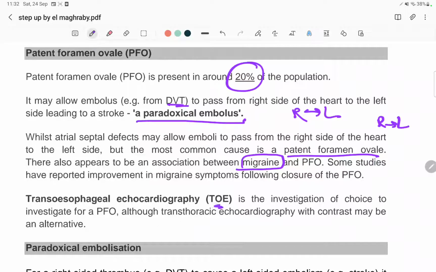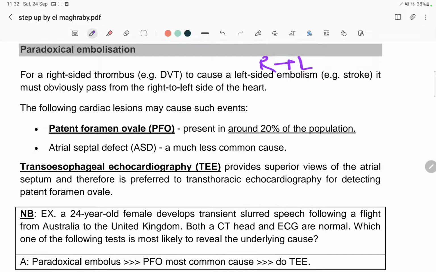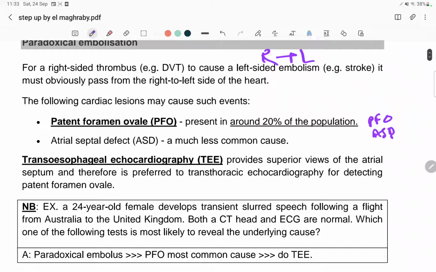Transesophageal echo is the investigation of choice for PFO, although transthoracic echocardiographic contrast may be an alternative. Paradoxical embolization from a right-sided thrombus, DVT, going to a left-sided embolus, for example stroke, must obviously pass from the right to the left side of the heart. The following cardiac lesions may cause such events: PFO, present in around 20% of the population, and ASD, much less common. TEE provides superior views of the atrial septum, and is therefore preferred over transthoracic echocardiography for detecting patent foramen ovale. Okay, thank you guys.